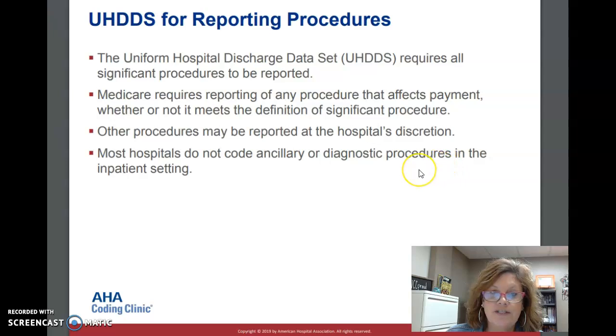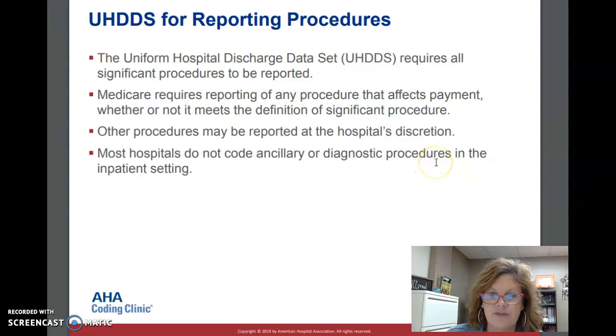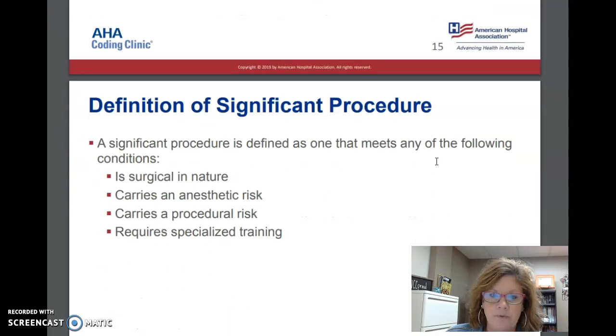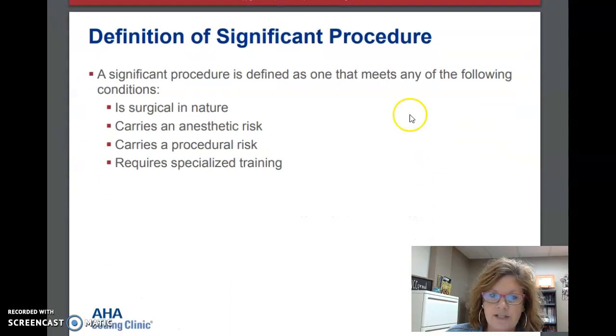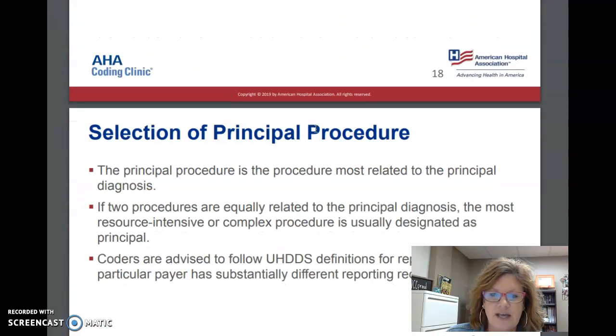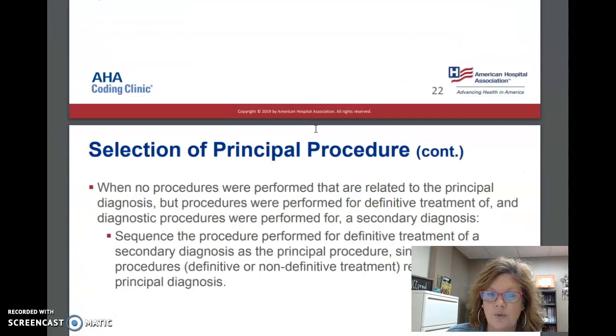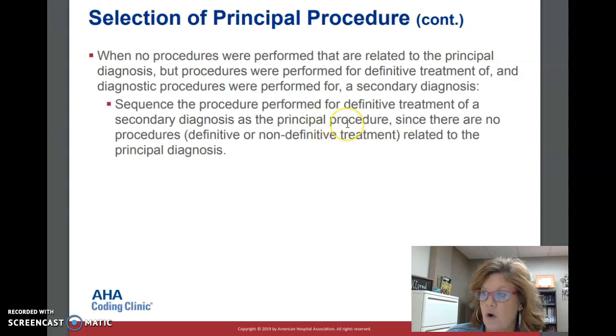Okay, so the UHDDS for reporting procedures state that all significant procedures are to be reported. Most hospitals do not code ancillary or diagnostic procedures in the inpatient setting, just because the different departments pick those up. Definition of significant procedure: surgical and risk, anesthetic risk, procedural risk, and meeting various reporting requirements. Okay, so just again, read through this. Basically, my point of this lecture was to show you how to find a code.